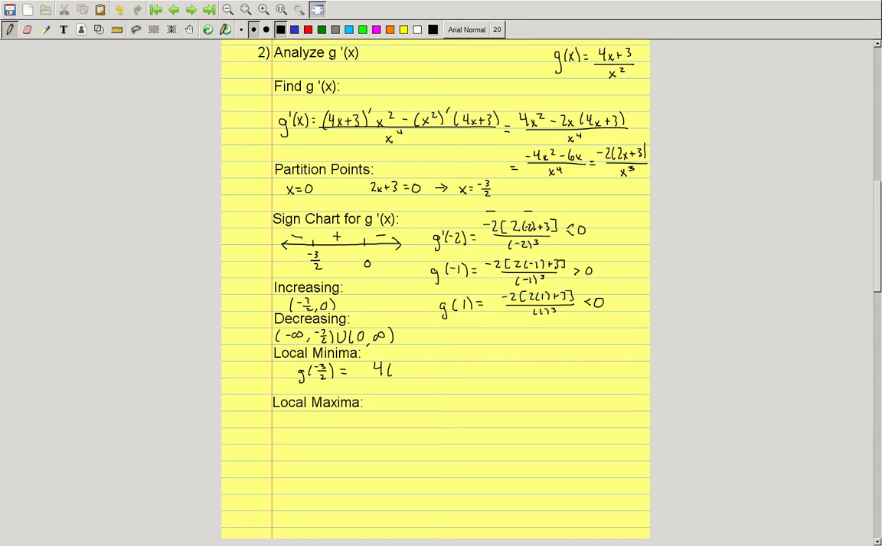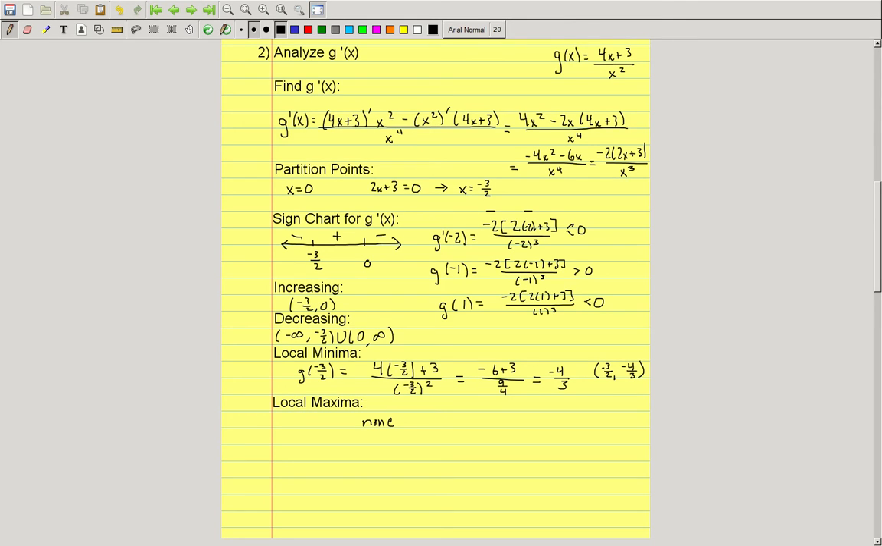So we have 4 times negative 3/2 plus 3 all over negative 3/2 quantity squared. This gives us negative 6 plus 3 divided by 9/4. And then after simplification, we get negative 4/3 as our answer. So our local minimum is going to be negative 3/2, negative 4/3. And there are no local maxima as 0 is not in the domain, so its candidacy is revoked.